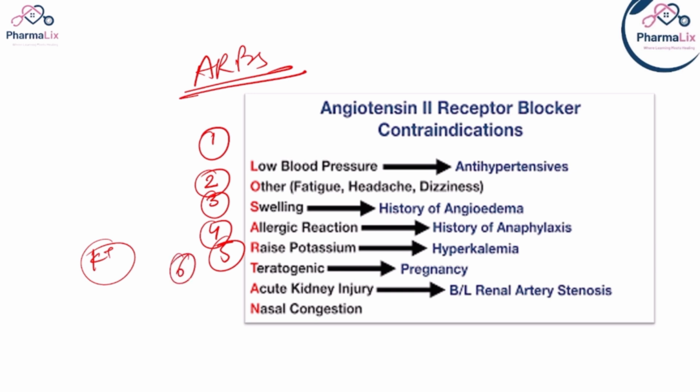And sixth, which we have discussed, teratogenicity. ARBs cause teratogenicity, that is causing malformation of the embryo. And then seventh is acute kidney injury. In acute kidney injury cases also, ARBs should be avoided. And then last is nasal congestion. For nasal congestion, ARBs are not prescribed.